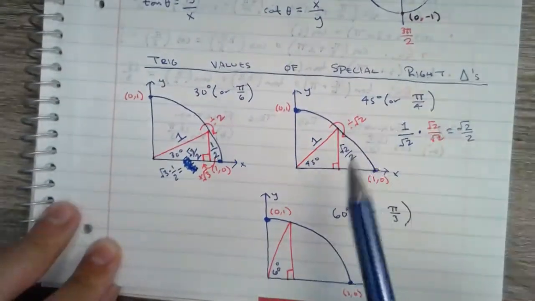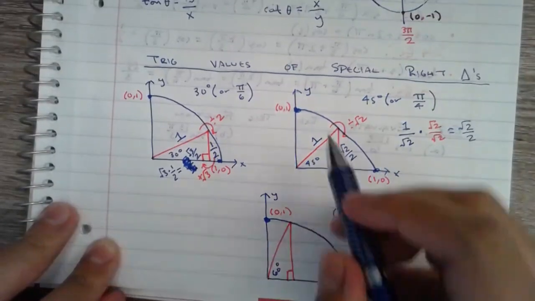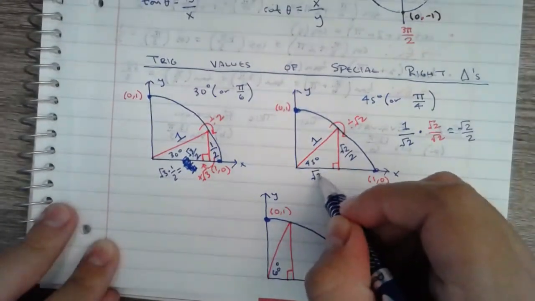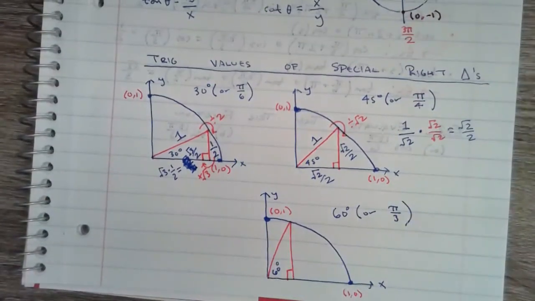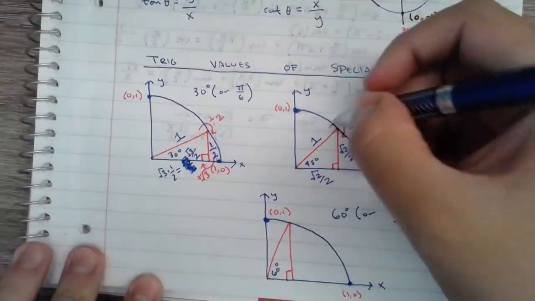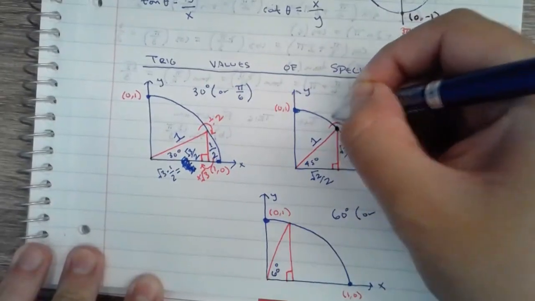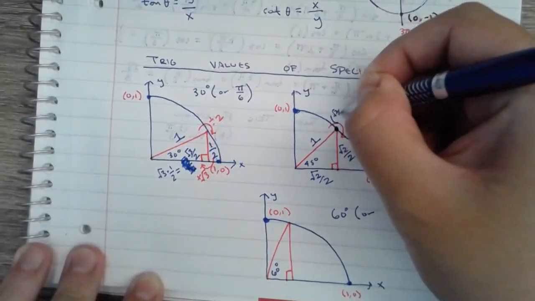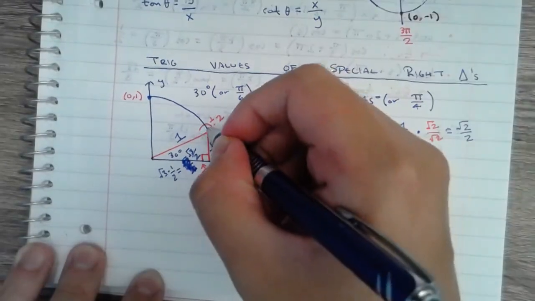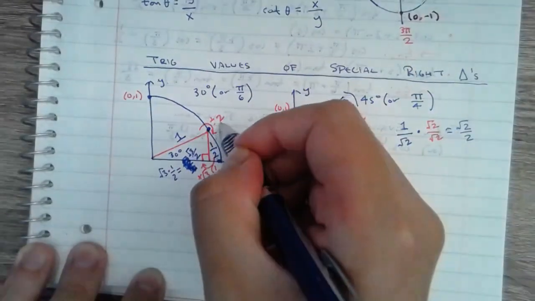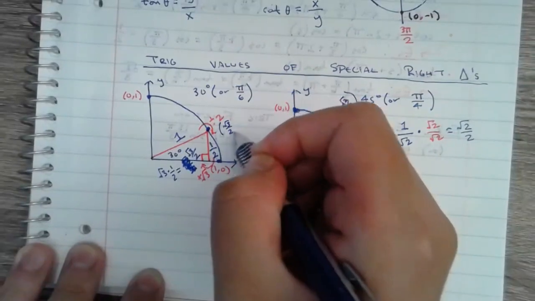And the beauty of this is, remember, this is 45 and this is 45, then this side must be the same as well, so this is square root of 2 over 2. And there you go. Therefore, this point right here is square root of 2 over 2, comma, square root of 2 over 2. This point right here, just to bring it back, is square root of 3 over 2, 1/2.